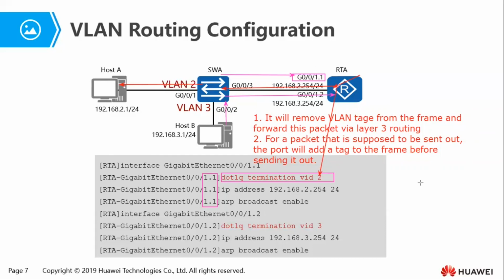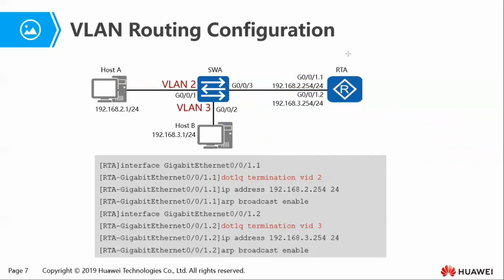So that is what that command, dot1q termination, is used to do: either remove a tag and forward using IP, or put a tag and forward it to the switch so that it can be delivered to that particular VLAN. Okay. So after that, as I've said earlier, you also need to configure an IP address for that particular sub-interface.